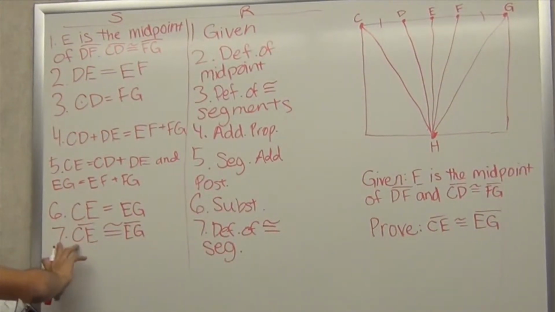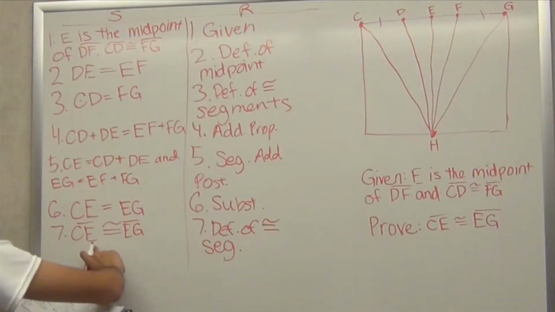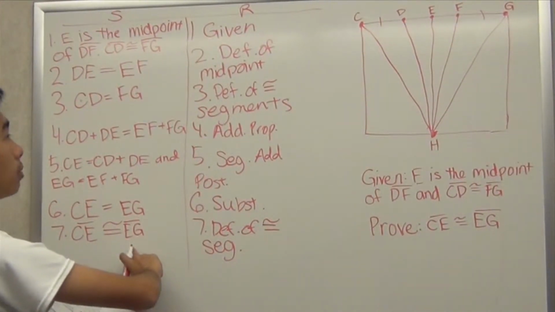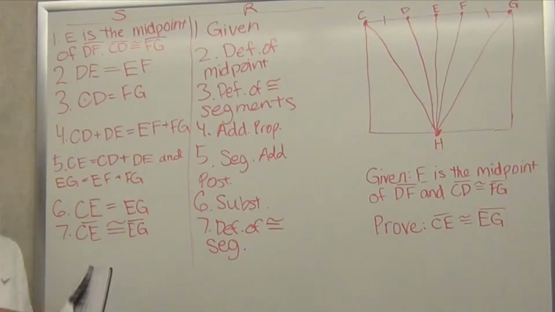And then the 7th and final step of this proof would be that segment CE is congruent to segment EG because of the definition of congruent segments. And remember, kids, any odd problems you do have the answers in the back, so feel free to review.